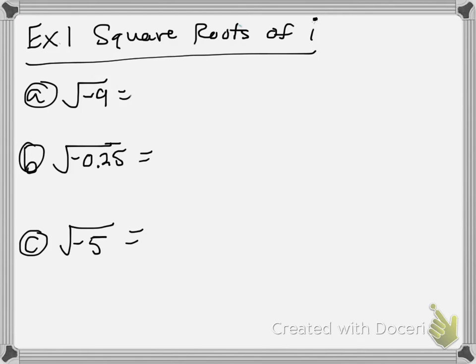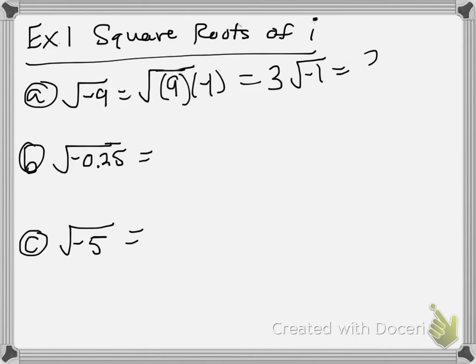So here's some examples we'll work through. So the first one you see, we've got the square root of negative 9. What that means is we can rewrite this as the square root of 9 times negative 1. We know that the square root of 9 is 3. So we've got here 3 times the square root of negative 1, which is i, so 3i.